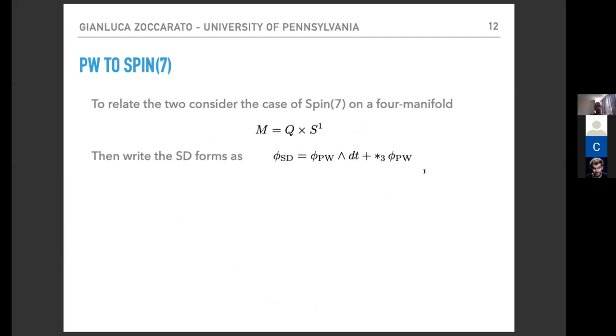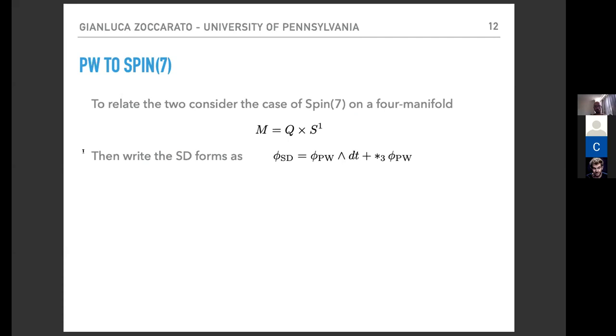To go from Bender Weinhold to spin 7, you need to take spin 7 on a 4 manifold that is the product of a circle and a 3 manifold that I will call Q. And we will write the self-dual forms in the following fashion.